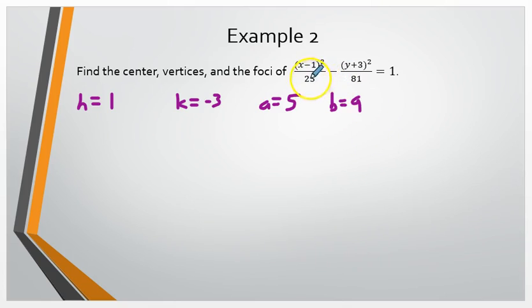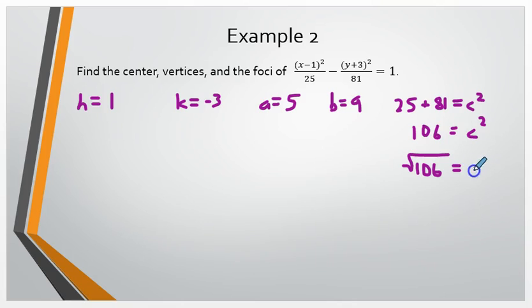To find the c value, I need to do a squared plus b squared. Just change the sign on whatever you see in the shape. So the two denominators are the 25 and 81. I will be adding those together to get c squared. So if I solve this equation, I'm going to have 106 equals c squared. And then we take the square root of both sides.